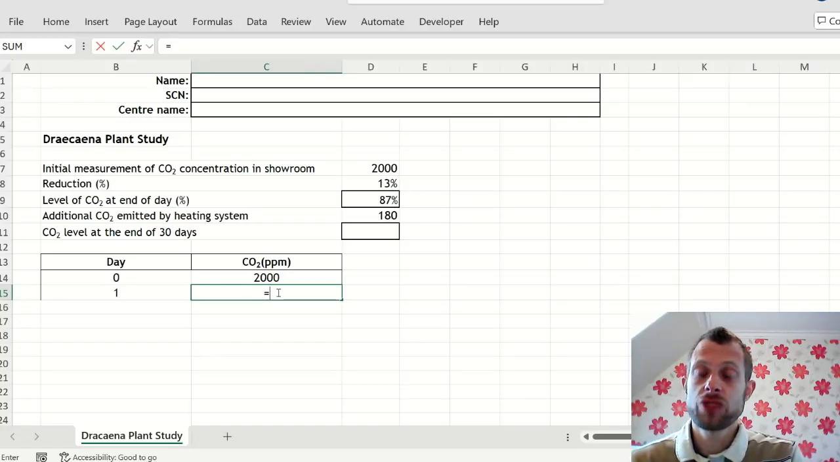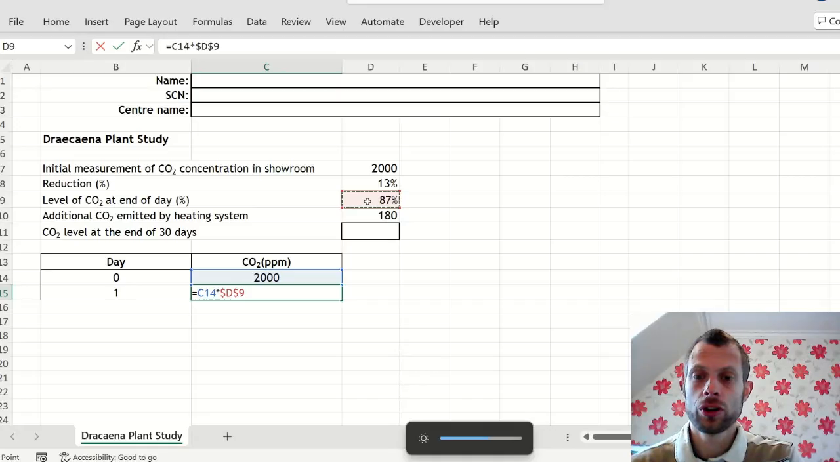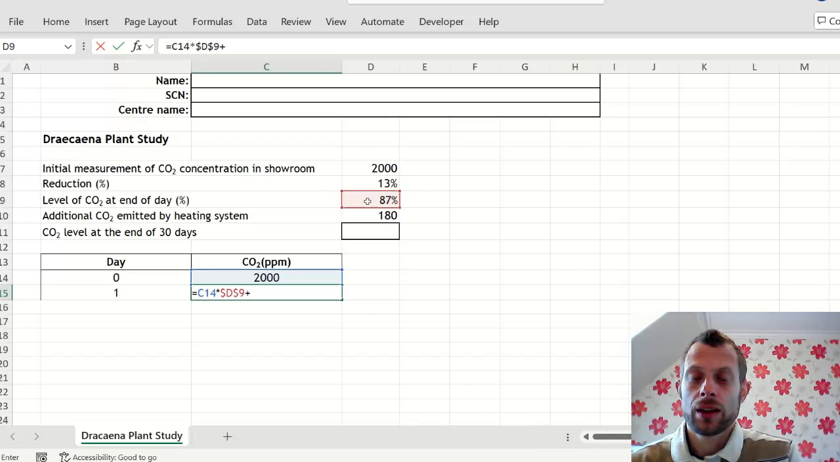So this will be based on the previous value. Day 1 value is going to be based on day 0 value. So first we'll take the percentage change. So you do that by multiplying by the percentage which is left. We are going to use that 87% every single day. So that will be an absolute cell reference. So press F4 on the keyboard, you press Fn F4. And then it's an additional 180, so we add that on. And again, that has to be an absolute cell reference.